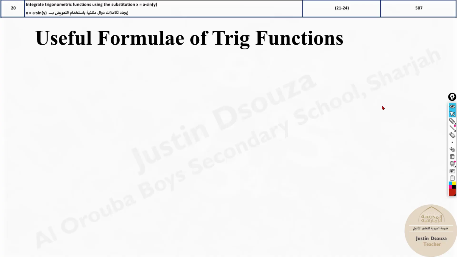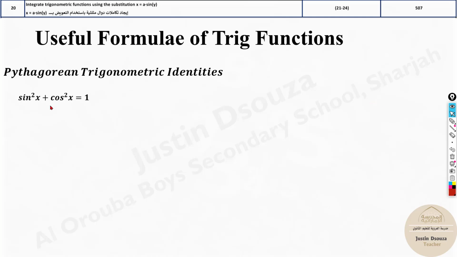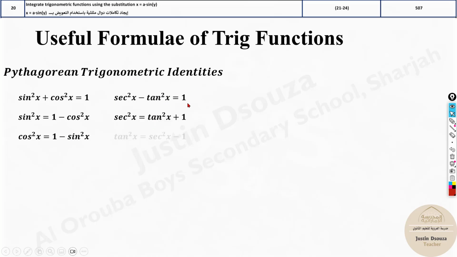Now we need to recall a few of the trigonometric formulas. The Pythagorean identity, that is sine square x plus cos square x equals 1. This is important, and then we can derive the other ones. And there is secant square x minus tan square x equals 1. And then you can easily derive the others. Similarly, over here, we have cosecant square x minus cot square x. Remember only the first one here. You can rearrange them.